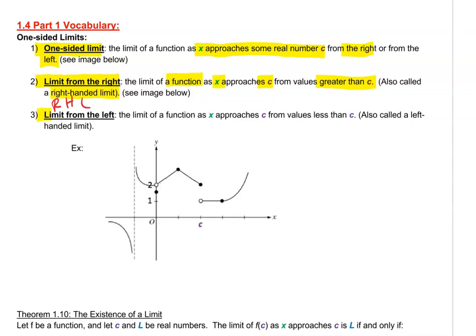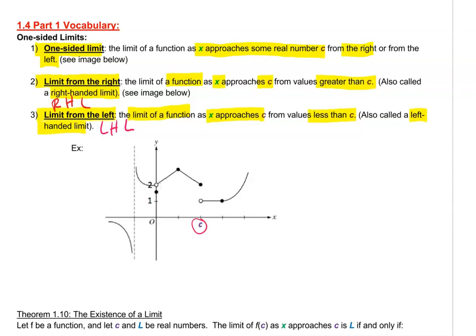And then limit from the left is the opposite, right? Sometimes we call it a left-hand limit. I will abbreviate this one as LHL, left-hand limit. That's where we just look at what the function is approaching as x approaches c from values that are less than c. Okay, so let's take a look at this picture down here.